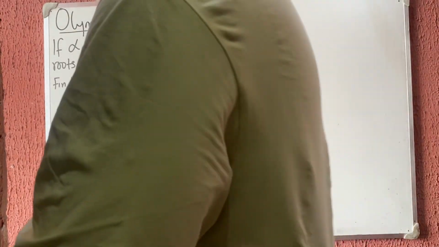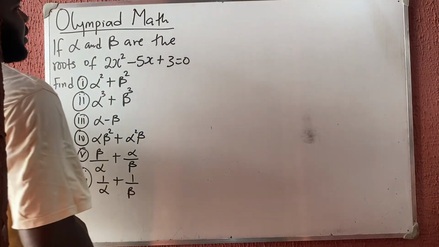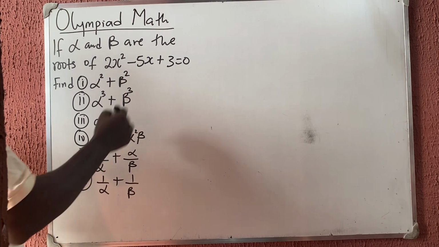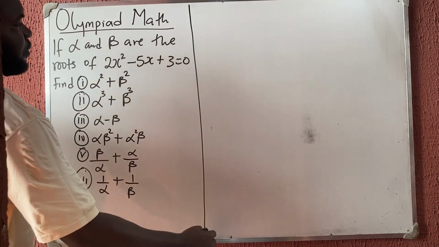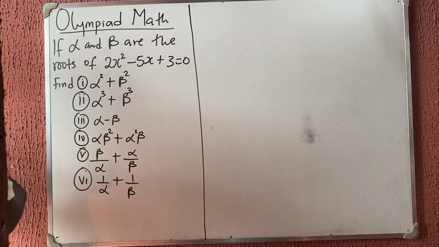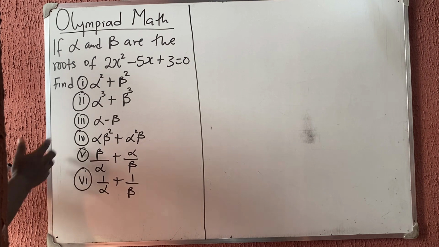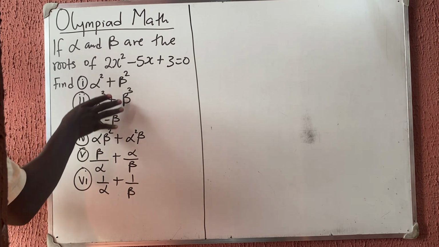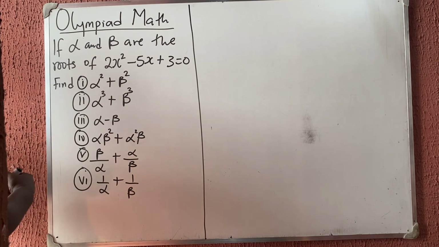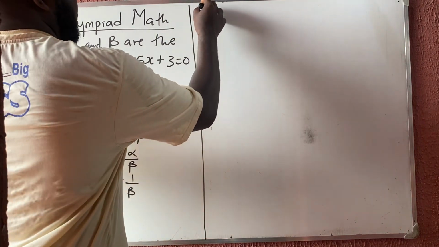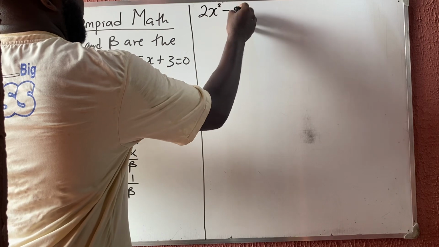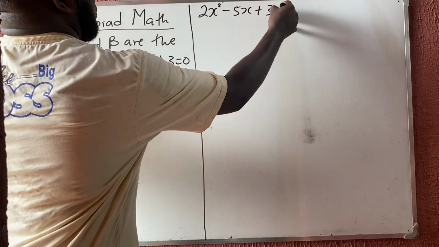All right, let us quickly solve this Olympiad problem. This is a quadratic equation problem. They said that if alpha and beta are the roots of this equation, then we should find the following things. Now, the first thing you do when you are given such a thing is to see that they gave you 2x squared minus 5x plus 3 equal to 0.